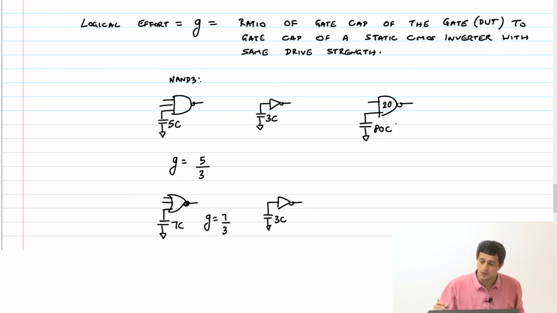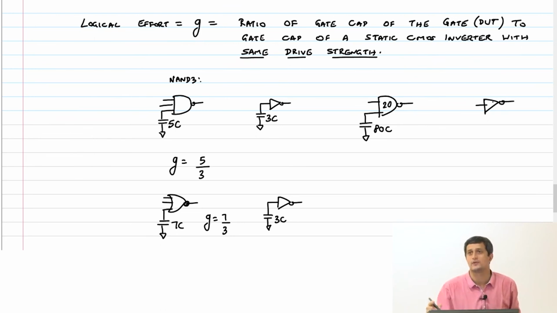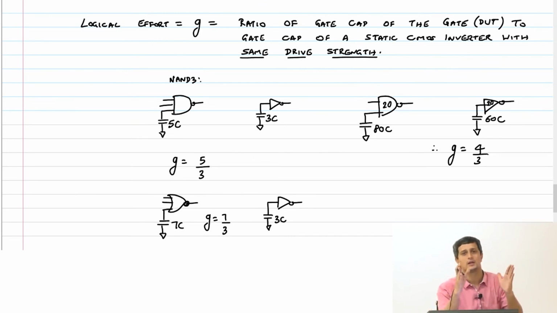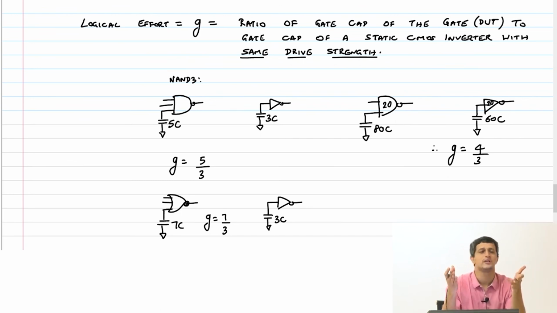Same thing, because you have to underline this part of the definition: compared to a static CMOS inverter with the same drive strength. So if I want to compare this with an inverter with the same drive strength, the inverter should also be stronger by the same factor. So therefore, I will make this stronger by 20x, and you will get a capacitance of 60C, and therefore G will always be 4 by 3 for a NAND 2 gate with whatever drive strength. And that's understandable because it's called logical effort, which means it depends only on the logic that is being implemented by that particular gate.